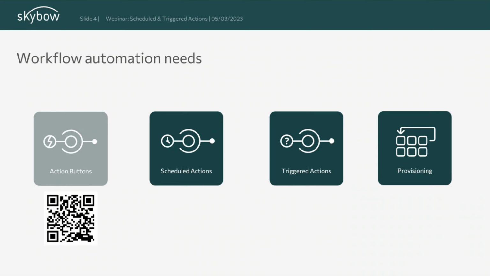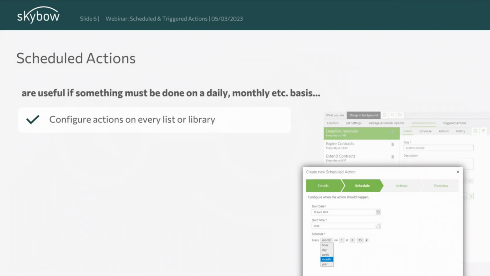And yeah, quickly, let me explain the scheduled action part. So scheduled actions is useful if something needs to be done on a scheduled basis, so like daily, monthly. As you can see in the screenshot, we can also do hourly, weekly, yearly, and we can configure those actions on every list and every library. So it doesn't matter if it's a list or a library. And we can also filter out the items where you want to perform these actions on.